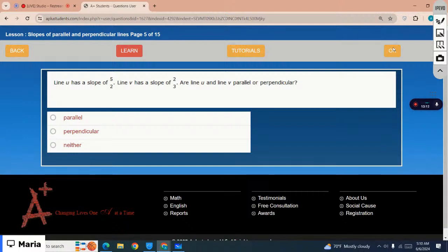Line U has a slope of 5 over 2 and line V has a slope of 2 over 3. Are line U and line V parallel or perpendicular? The correct option is neither. They are neither parallel nor perpendicular.